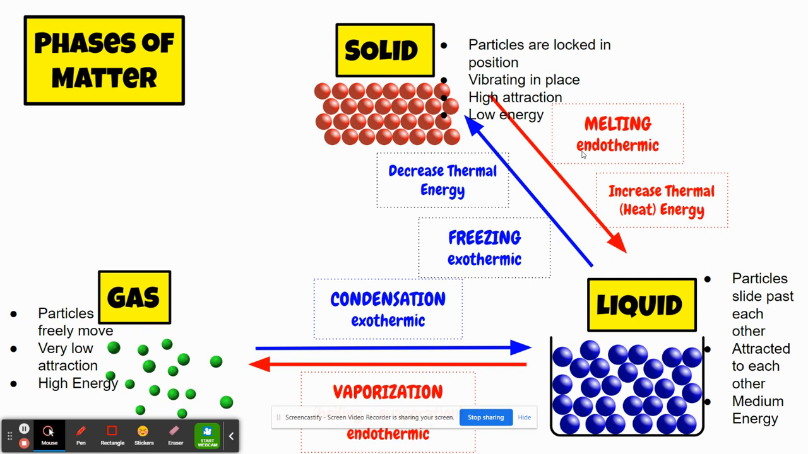Gas to a liquid, condensation, that's exothermic. You're going to remove energy from a gas. Gas is super high energy. You're going to take away its energy, and it's going to become medium energy.